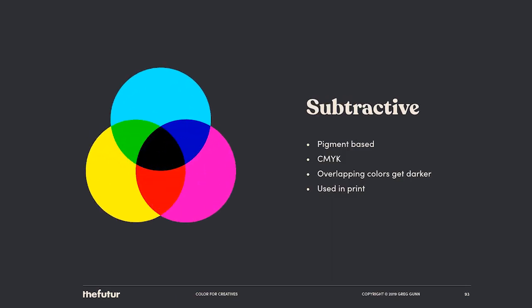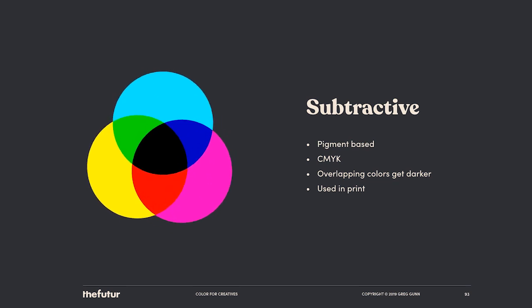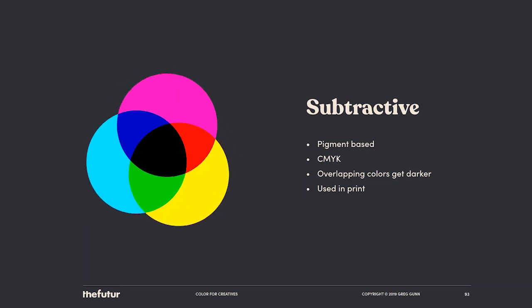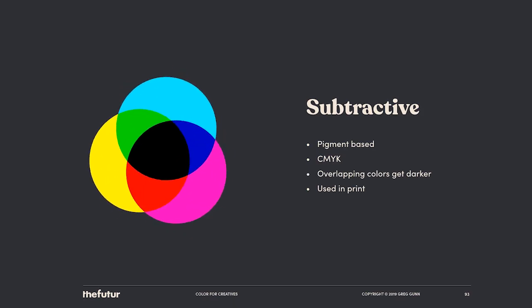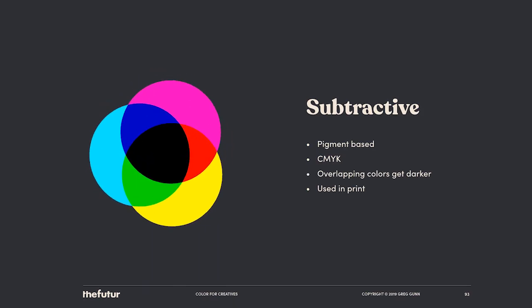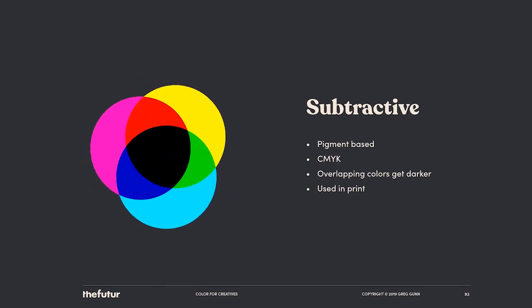The second color mode is called subtractive, and it's pretty much the opposite of additive. Subtractive is a pigment-based model, where as colors overlap, they become darker and darker, getting closer to black. Think about ink and paint and dye. CMYK, also known as four-color process, is subtractive and widely used for printing. You can find subtractive color in any real-world material like ink and paint and in most printing techniques.